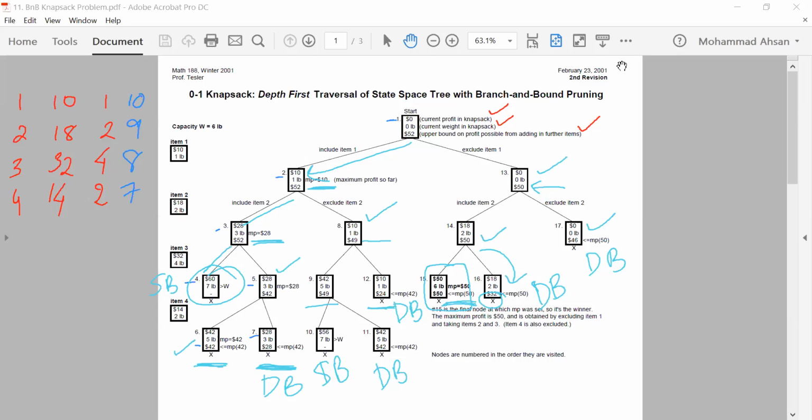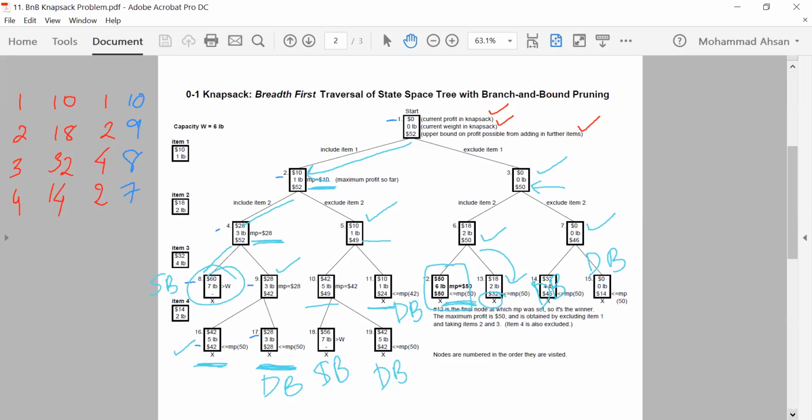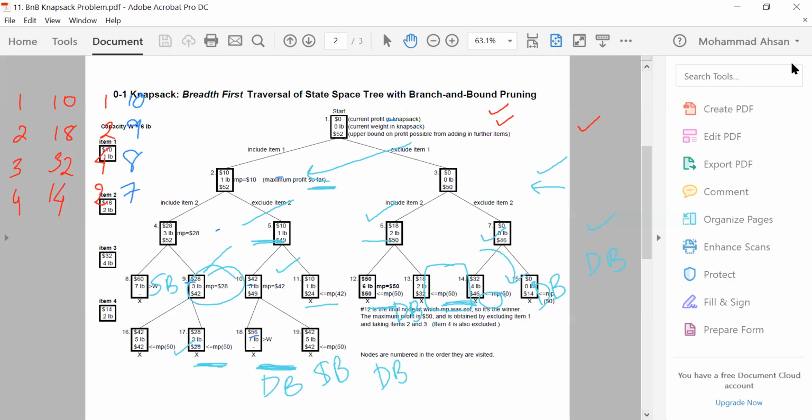I'll just go to the next page. The next page is the same problem, but with a breadth first traversal. So look at the tree. Because of the breadth first nature of the tree, you see there are more nodes here.